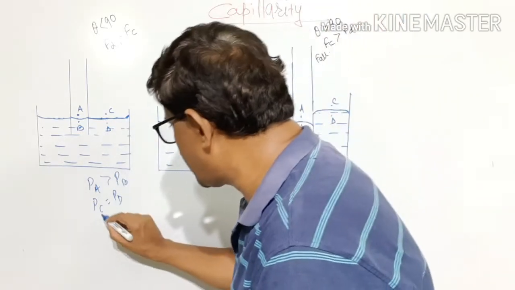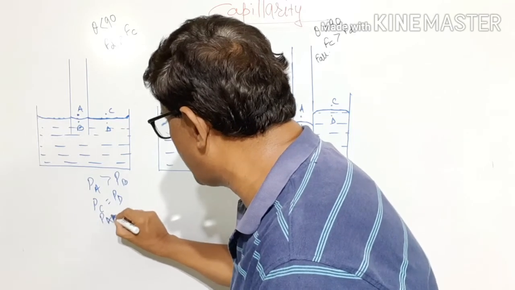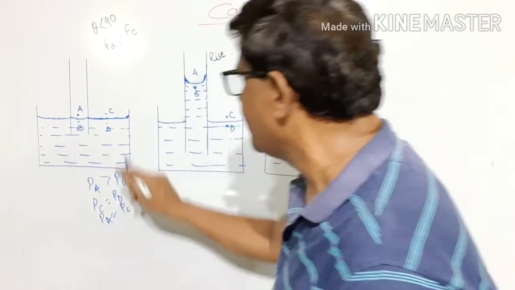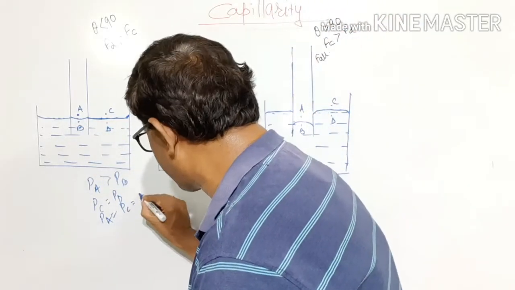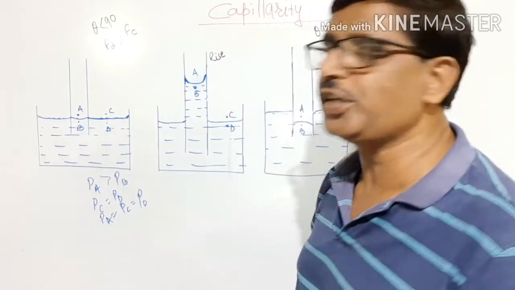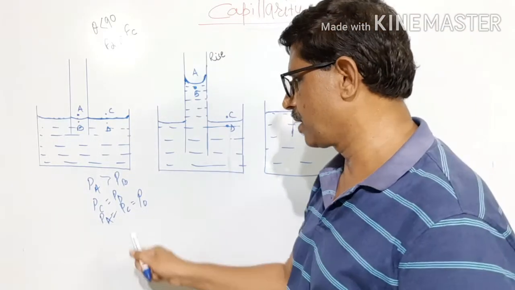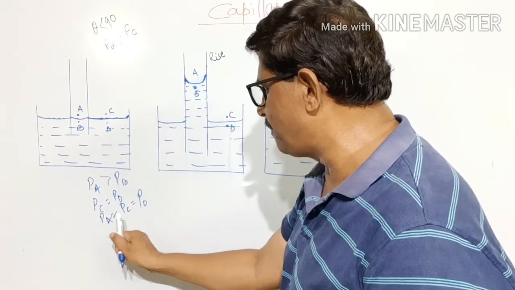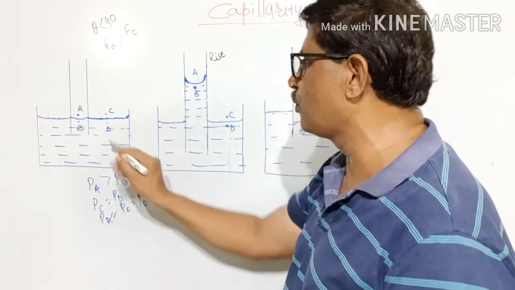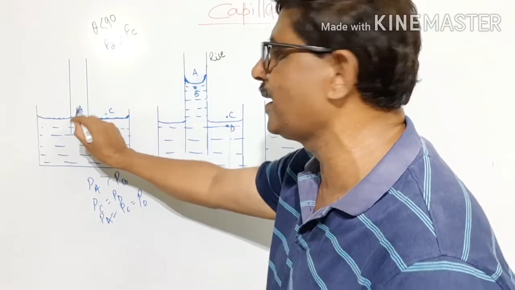Now, pressure at A is equal to pressure at C, because both are in air, both have the atmospheric pressure. Let it be represented by P0. Pressure at A is equal to pressure at C, and the pressure at A and C is equal to atmospheric pressure, because both are in air.